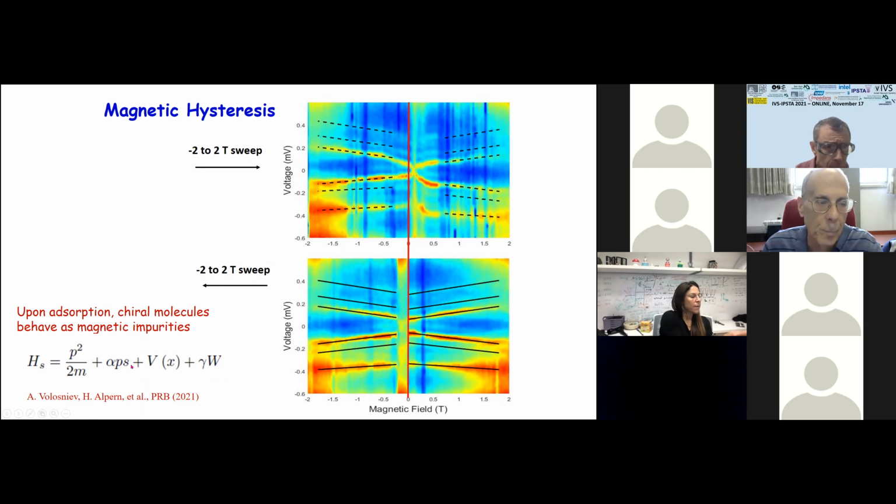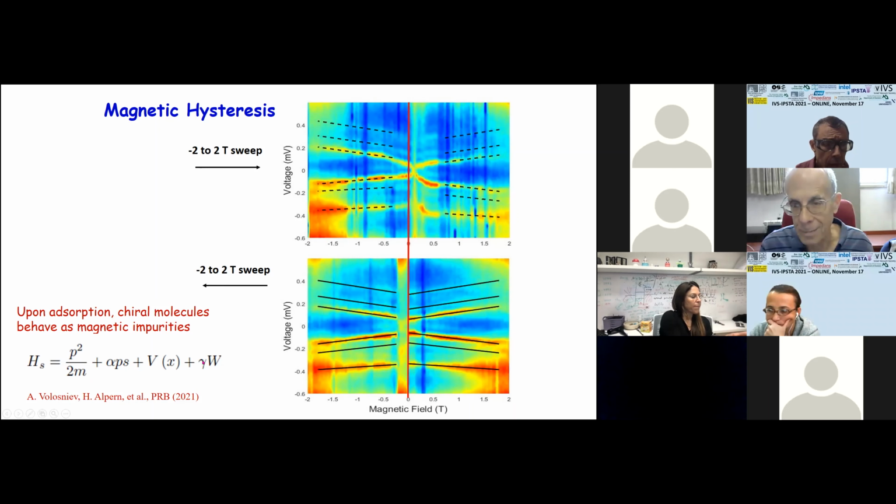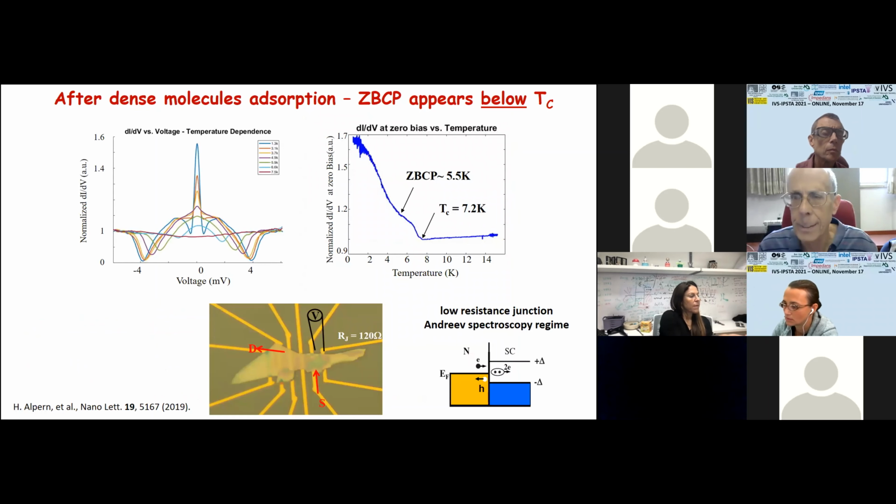Just in passing, I won't go over that. Just recently, we published a theoretical paper that essentially gives the reason why such molecules can become magnetic and induce Shiba states. Then we turn to another junction.